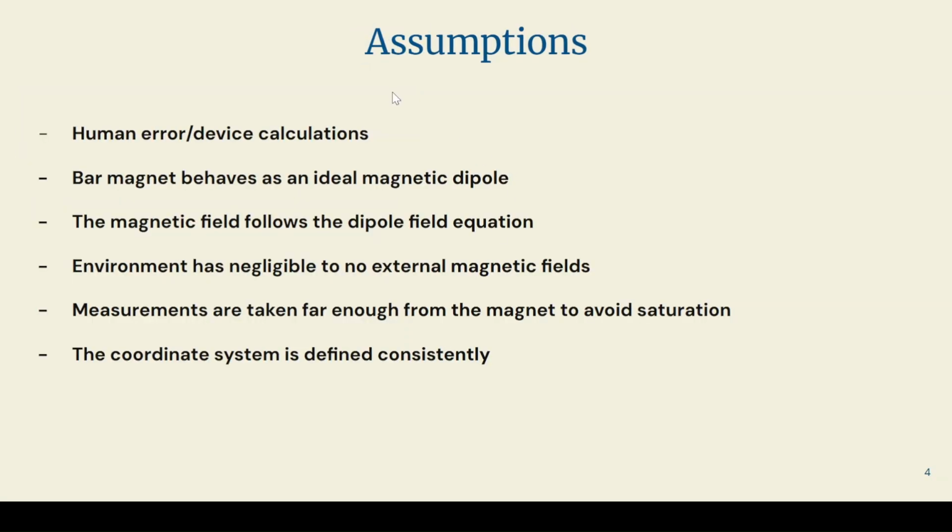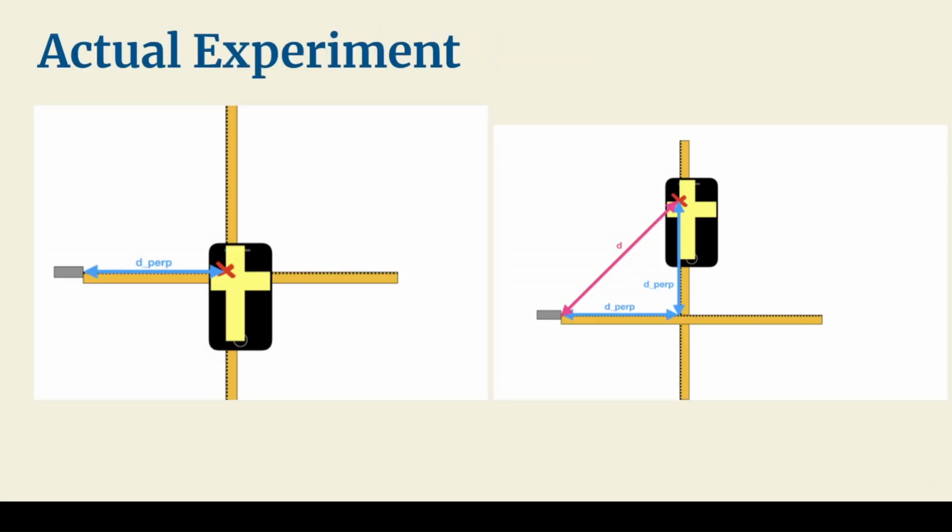Some assumptions that we had are human error and device calculations, which of course can't be fixed. The bar magnet has to behave like an ideal magnetic dipole; they're both equivalent to each other. The magnetic field follows the dipole field equation. The environment has negligible to no external magnetic fields, which we have to find out. And measurements are taken with a consistently defined coordinate system, far enough away to avoid saturation.